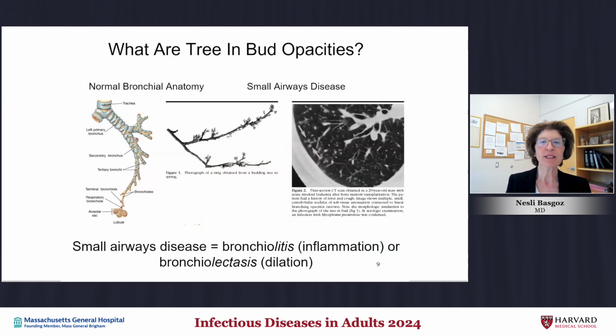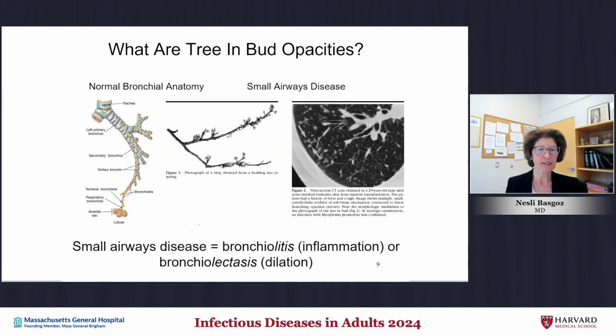So you'll see tree and bud opacities in many X-ray and CT reports in bronchiectasis. And what exactly does that mean? Well, on the left, you'll see a schematic of normal bronchial anatomy. And in the blue, you'll see cartilage.